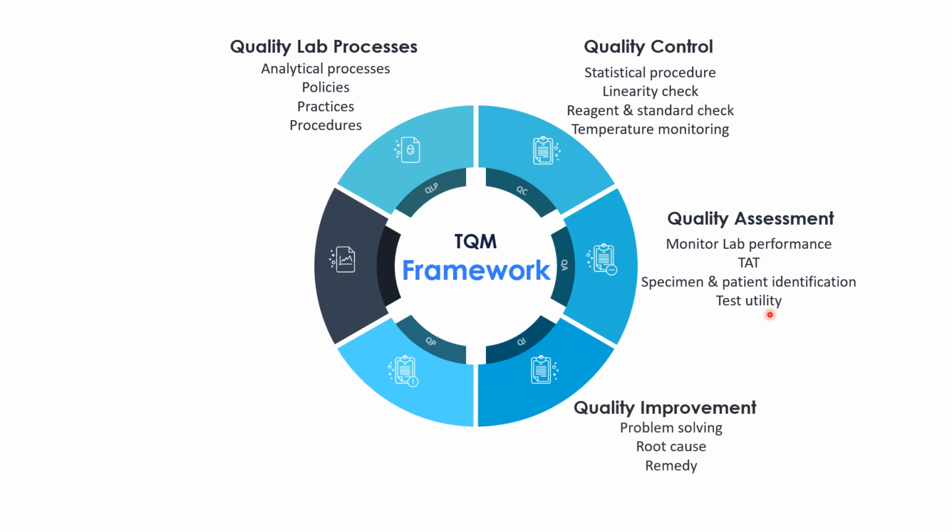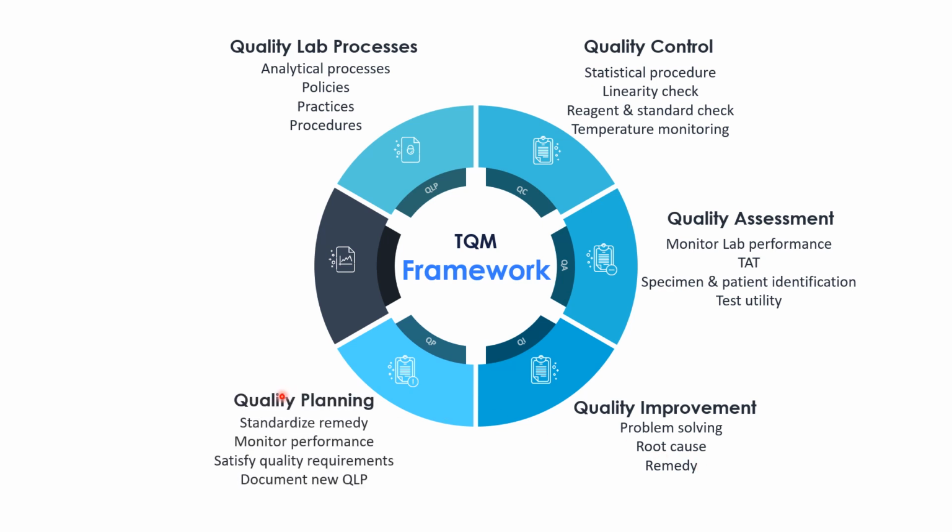The next one would be quality improvement. Now the quality improvement provides the processes for problem solving. First, we have to identify the root cause of the problem. And then after identifying the root cause of the problem, we have to identify the remedy for that problem.